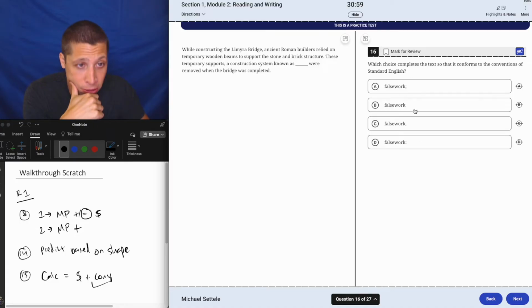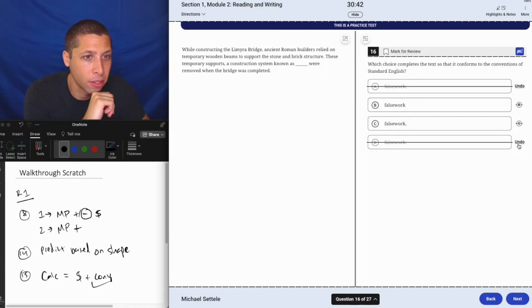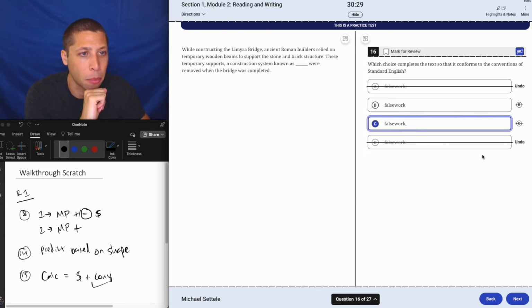Okay. This is also about sentence structure. We got a semicolon. We got a colon. These temporary supports, a construction system known as false work, were removed when the bridge was completed. There's no sentence there. So these temporary supports, a construction system known as false work. That is not a sentence. So this doesn't work. It's an appositive, right? We're describing, we have our temporary supports. That's our term. And then we have our definition, a construction system known as false work. It's longer, so it's got the two commas to separate it out. So there you go.